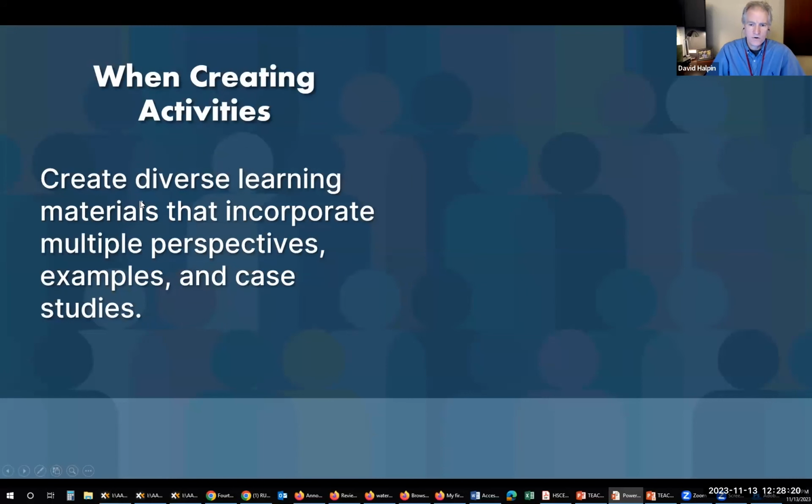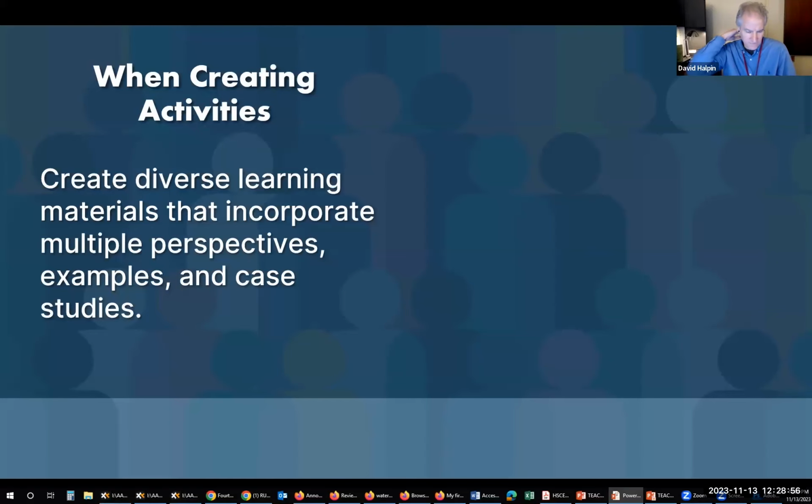Another thing you can do while you're creating activities is make sure to create diverse learning materials that incorporate multiple perspectives, examples, and case studies. Obviously, we want to do that. I was recently reviewing a set of culturally diverse case studies, and I was amazed at the variety they had included. One involved a young undocumented teenager. Another had an elderly Asian woman. Another had a young woman from Mexico who was working as a laborer. One was an elderly Iranian immigrant. One was a young Afghani woman.